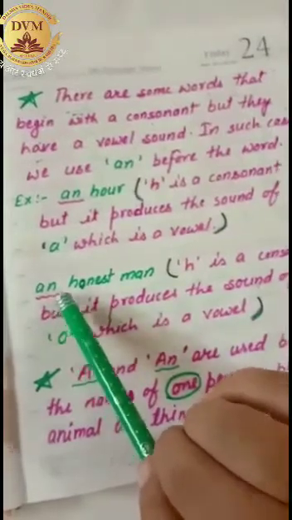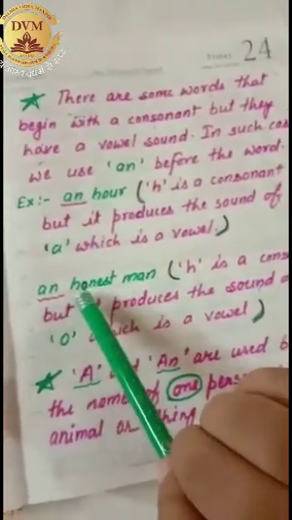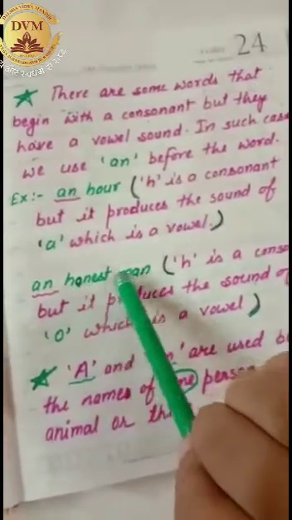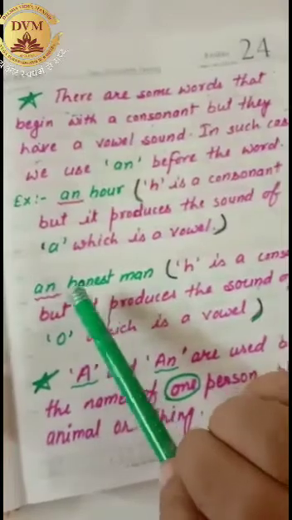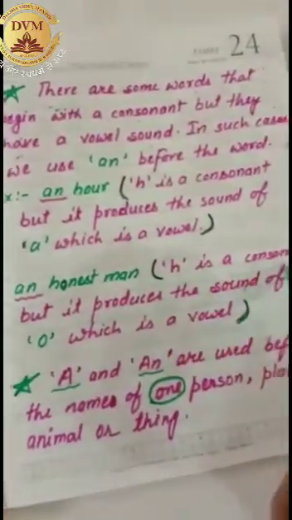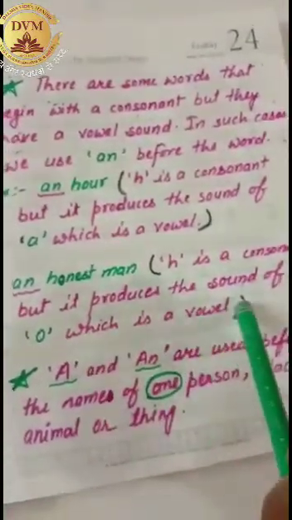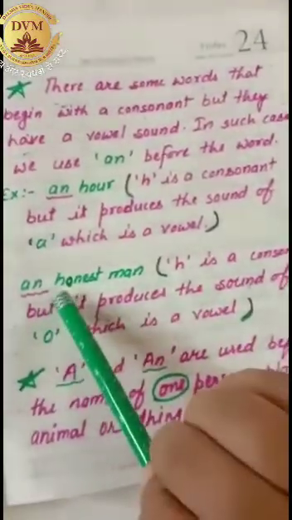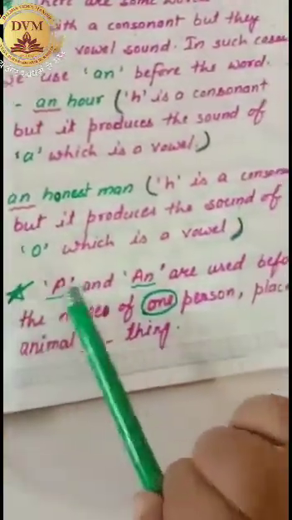Next example, an honest man. See again, it is starting with H but we are not pronouncing it as honest with an H sound. We are pronouncing it as onest. So an honest man. H is a consonant but it produces the sound of O which is a vowel. So we are using an before this. Okay. One more star point.